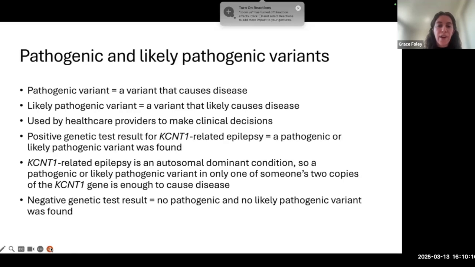And genetic testing can help to find if someone has a pathogenic or likely pathogenic variant in their DNA. If someone does genetic testing and tests positive for a variant in the KCNT1 gene, this means that a pathogenic or likely pathogenic variant was found in 1 or both copies of their KCNT1 gene. Since KCNT1-related epilepsy is an autosomal dominant condition, that means that a pathogenic or likely pathogenic variant in only 1 of their 2 copies of the KCNT1 gene is enough to cause disease. If someone tests negative for variants in the KCNT1 gene, then this means that no pathogenic variant and no likely pathogenic variant was found in the KCNT1 gene.